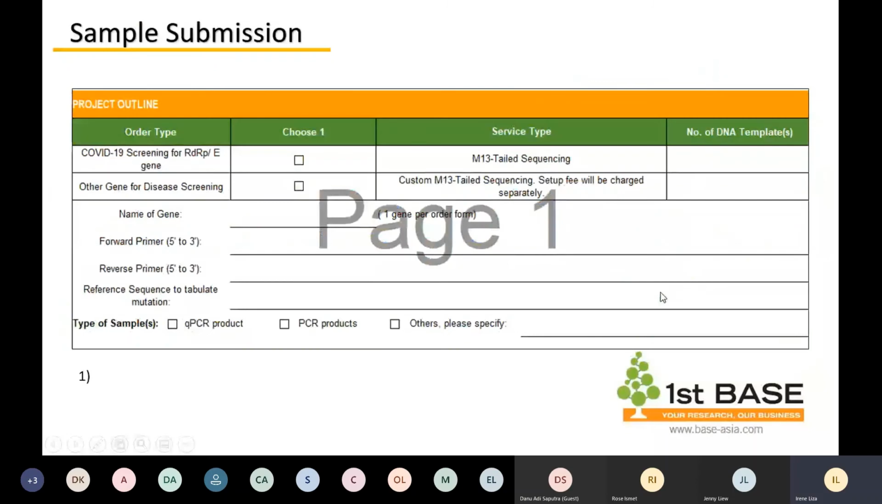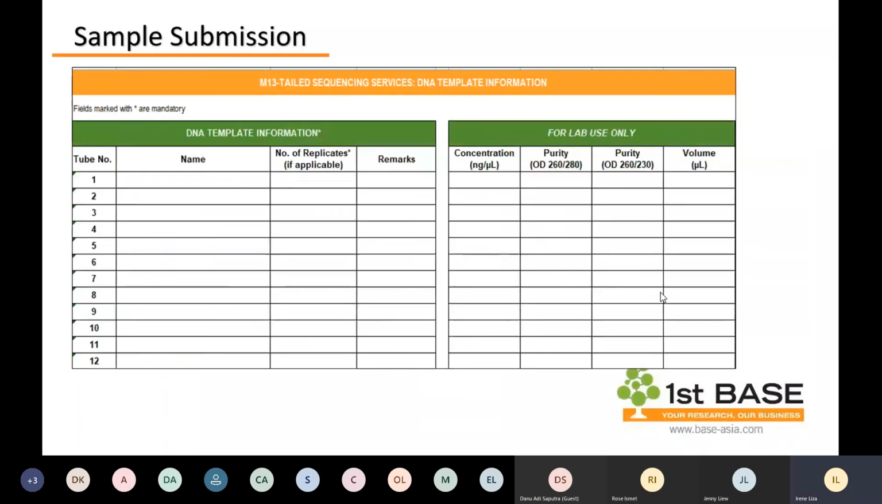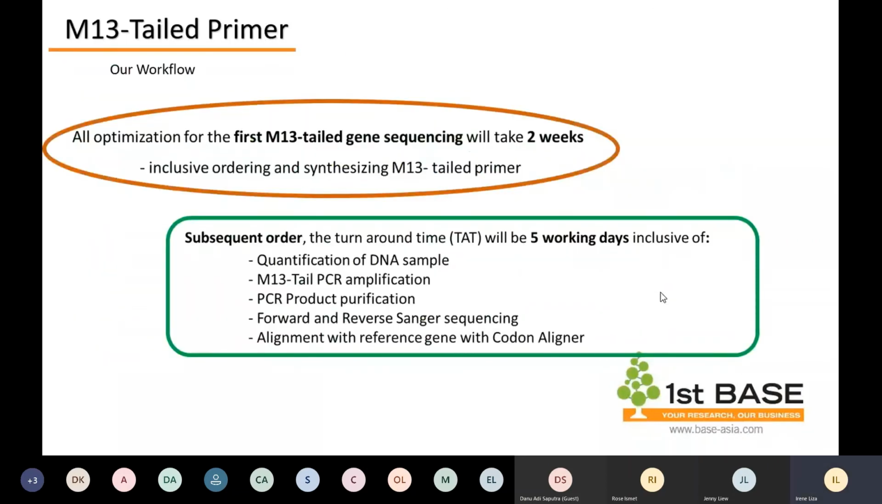So this is the order form. You can check the box according to the services that you want to purchase. Also, don't forget to let us know the name of the gene, the forward and reverse primer sequences, and to attach the reference sequence. This is the additional section where you can fill in the names of the genes that you would like to use this particular service for. The workflow is still the same. So only for the first time, except for COVID-19 samples.